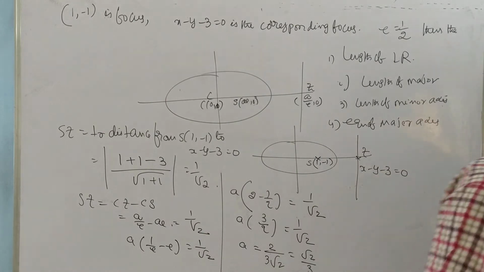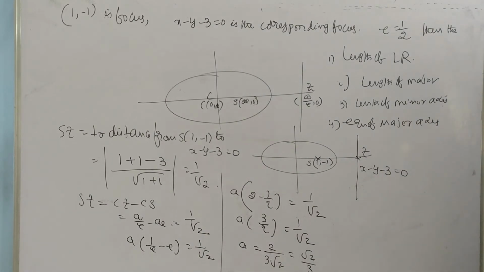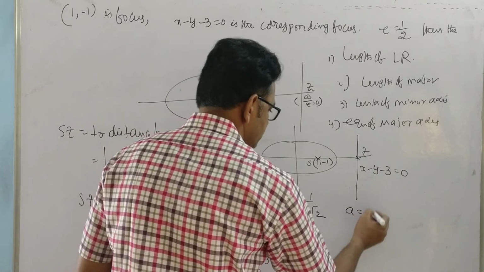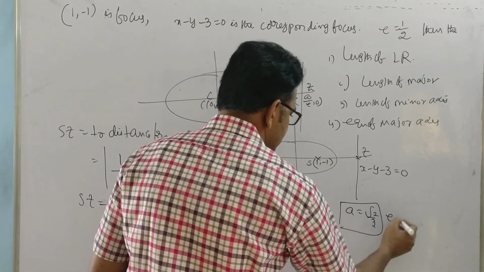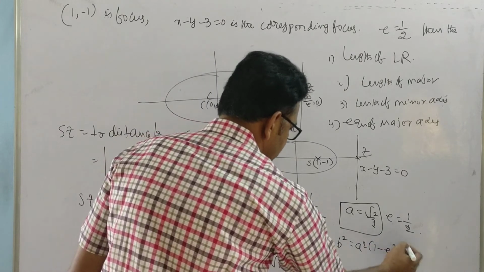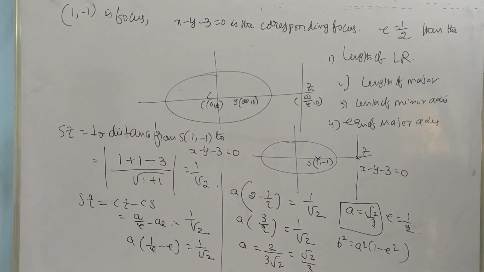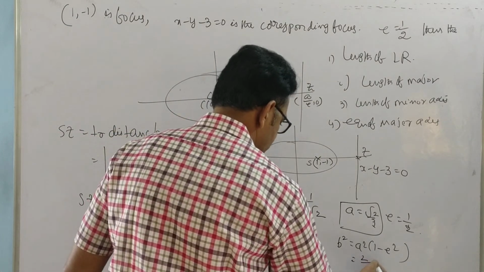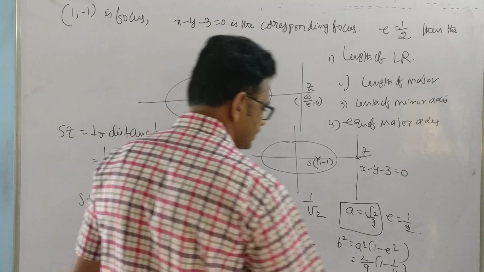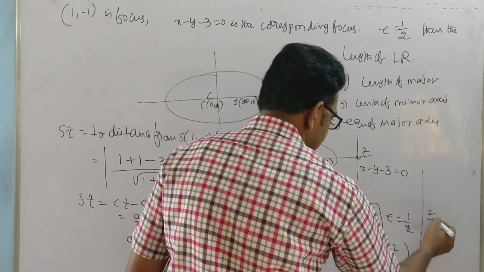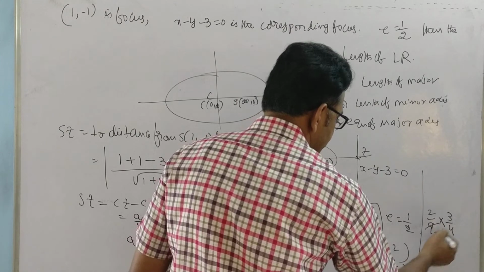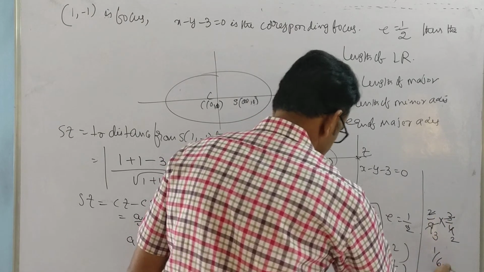Now we have to find the length of the latus rectum. The length of the latus rectum is 2b² by a. We have a equal to root 2 by 3, and e equal to 1/2. Now b² = a²(1 − e²). a² is 2/9, into 1 − 1/4, that is 3/4. So 3 cancels and 2 cancels, and b² is 1/6.